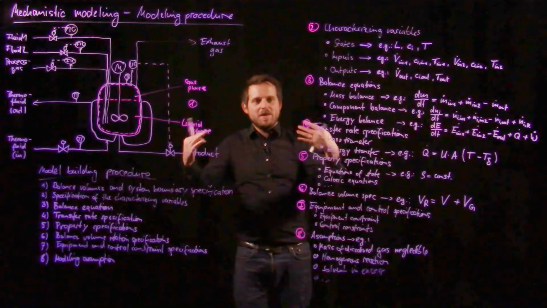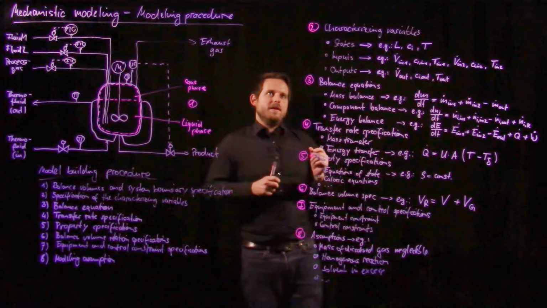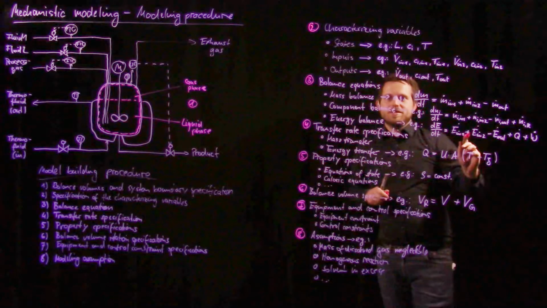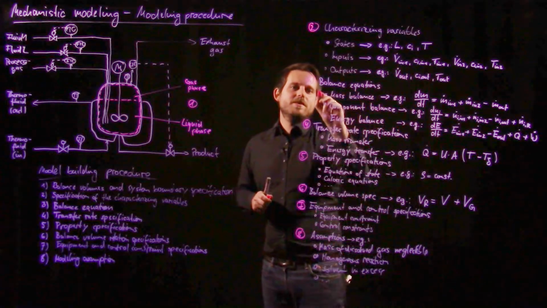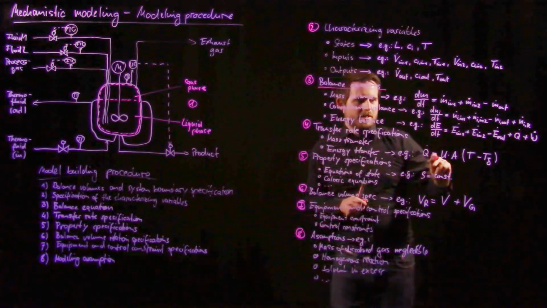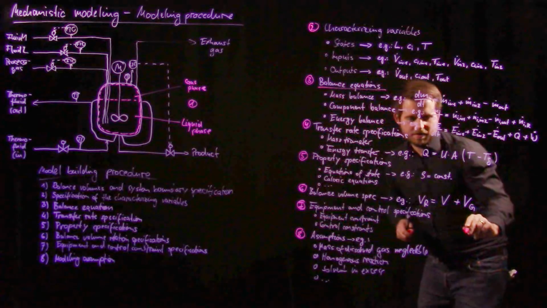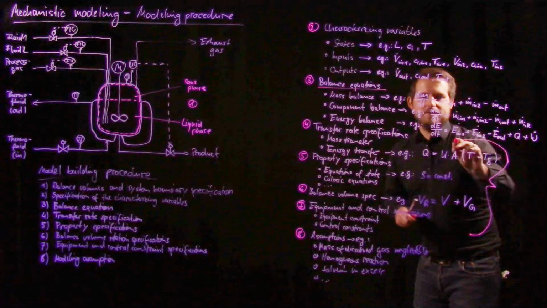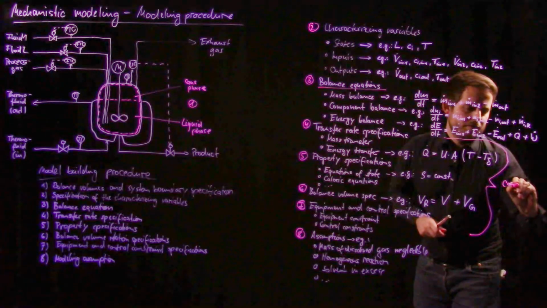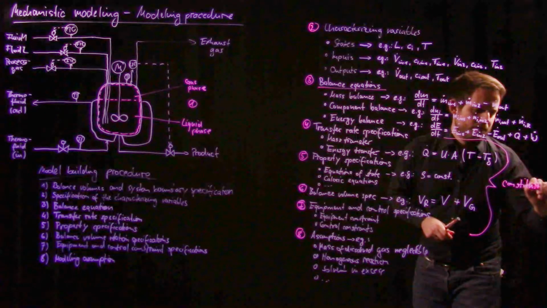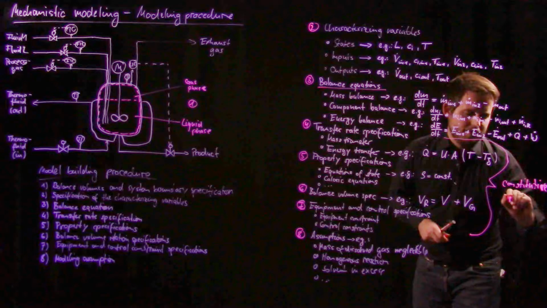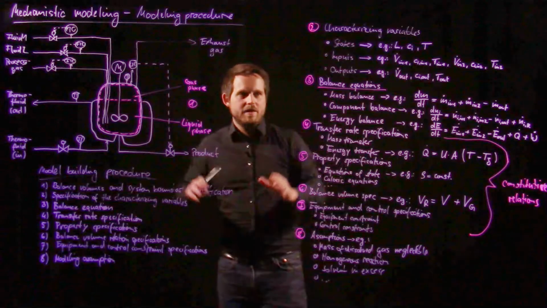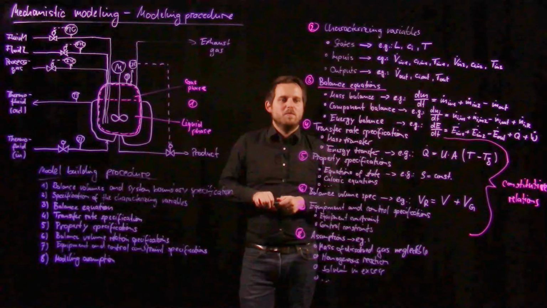And these are like the basic ingredients of modeling. And basically, when we talk about these equations, we have two big groups. One are the balance equations, and the other group are the so-called constitutive relations. And this is what we need to develop a model.